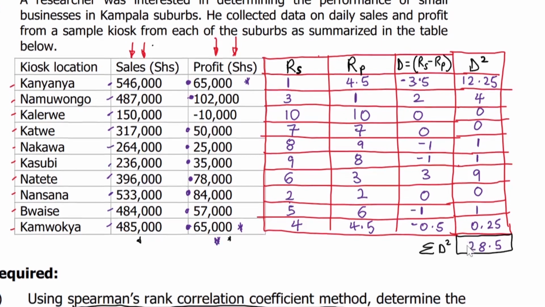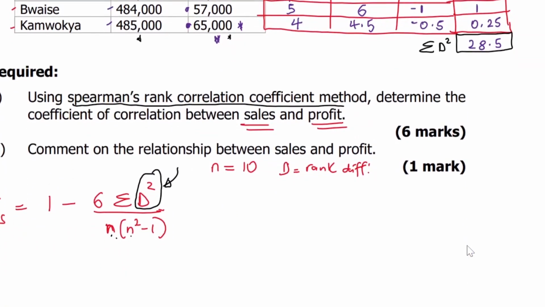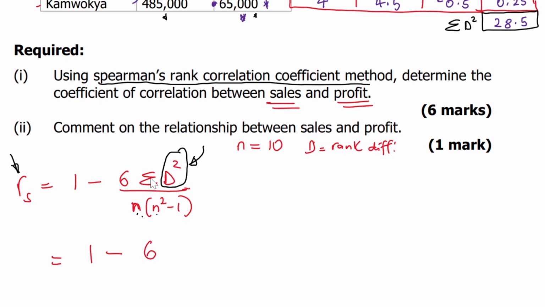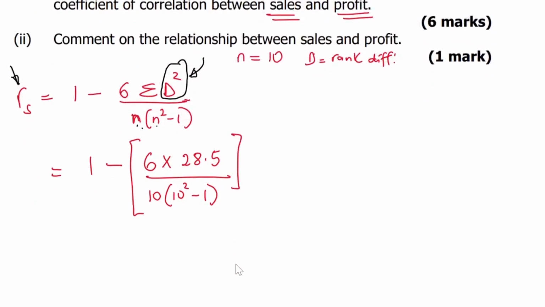So now that we have gotten our 28.5, we shall come and substitute here. We shall simply say this is going to become 1 minus 6 summation of d squared. What is summation of d squared? It is 28.5. So it's going to be 6 times 28.5 over, our value of n is 10, into n squared, which is 10 squared minus 1, like that. So that's how it's going to become.